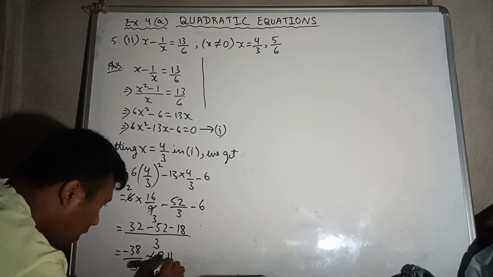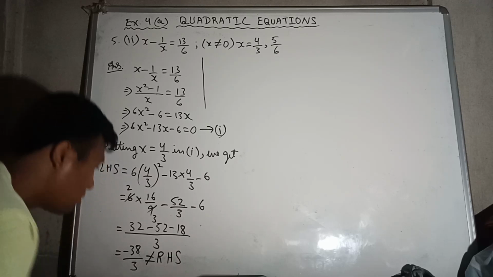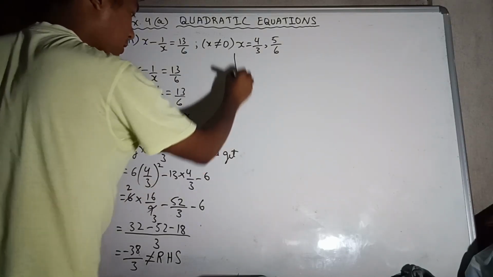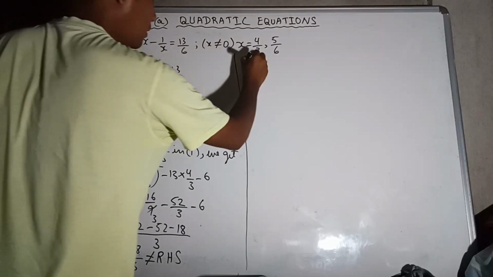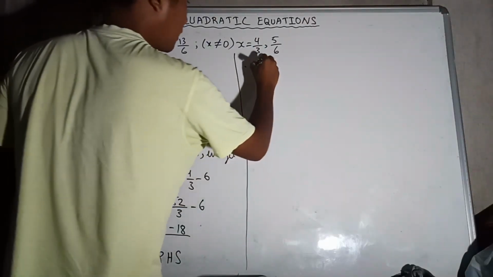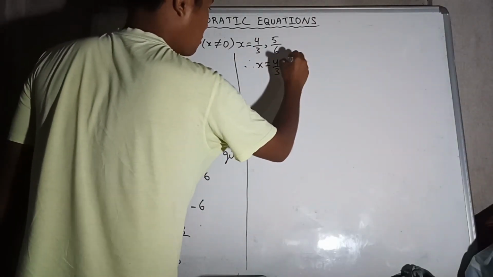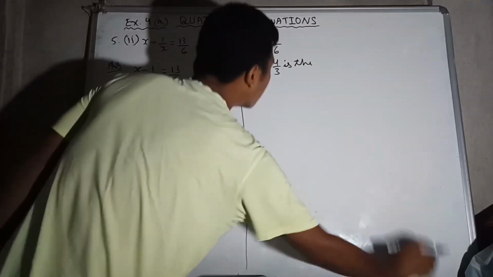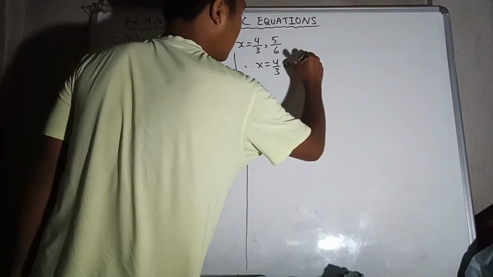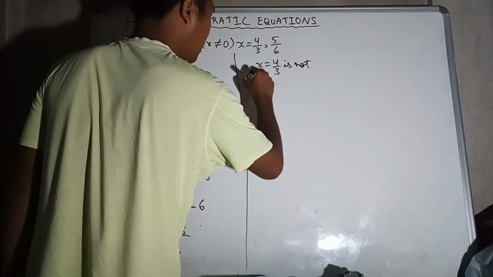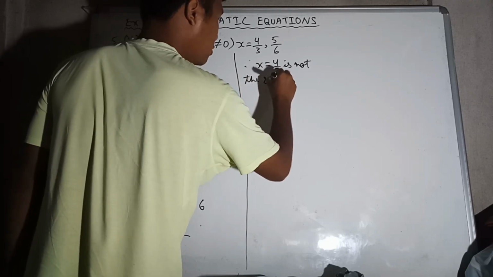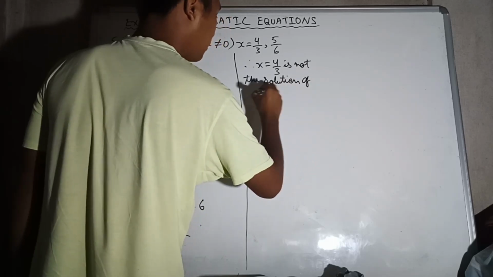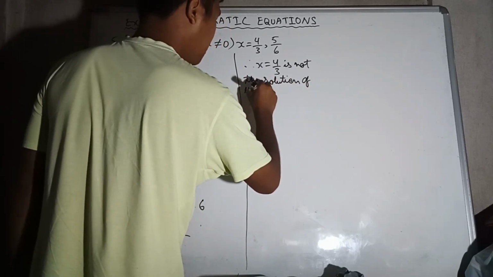RHS, this is not equal to right hand side. Therefore, x is equal to 4 by 3 is not the solution of the given equation.